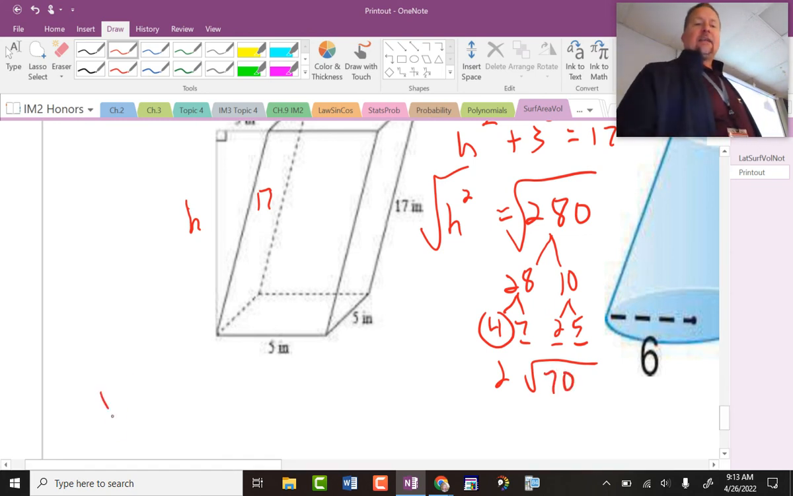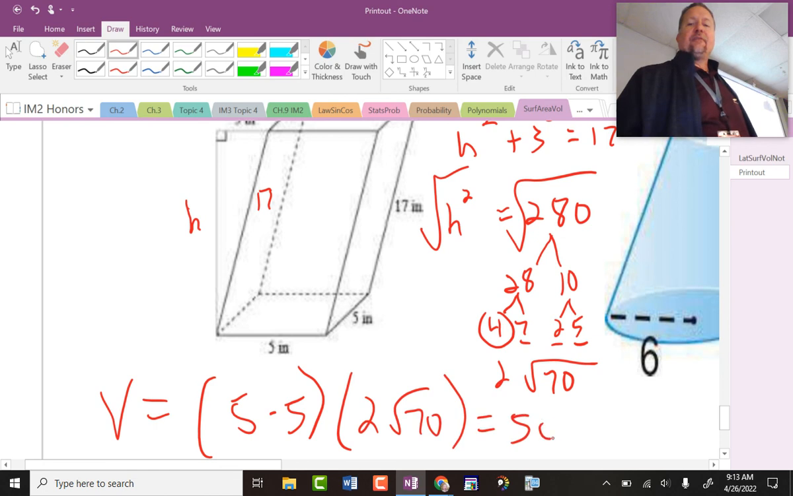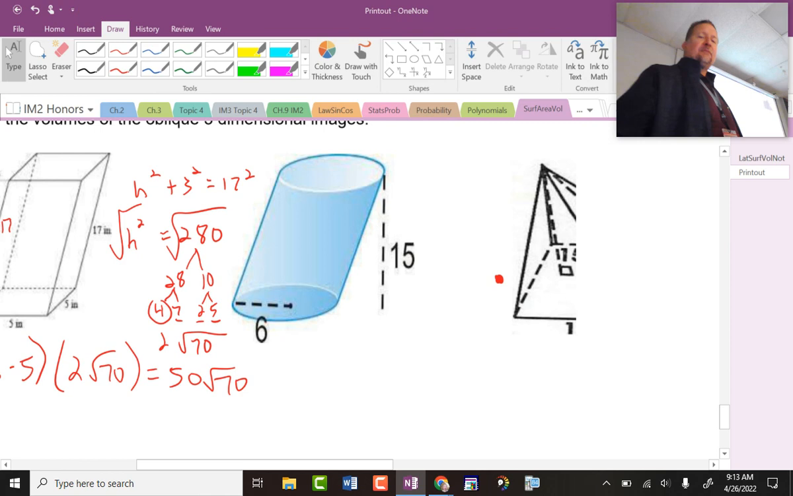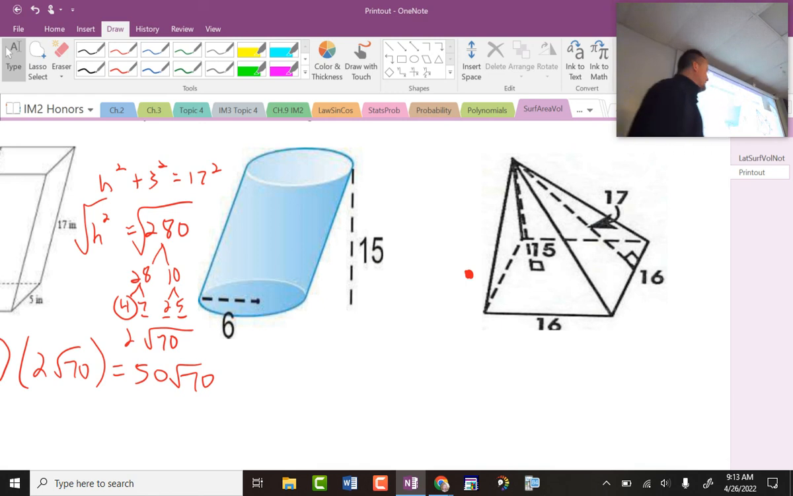And then that's easy for volume. It's big B, which is just 5 times 5, now times the height, 2 root 70. That's 25 times 2, which is 50 root 70. Root 70 seems like 70 should be able to break out, but it doesn't. 10 times 7 and 2 times 5, nothing breaks out. There's the exact. We love exact on the test, so hopefully you're ready for that.